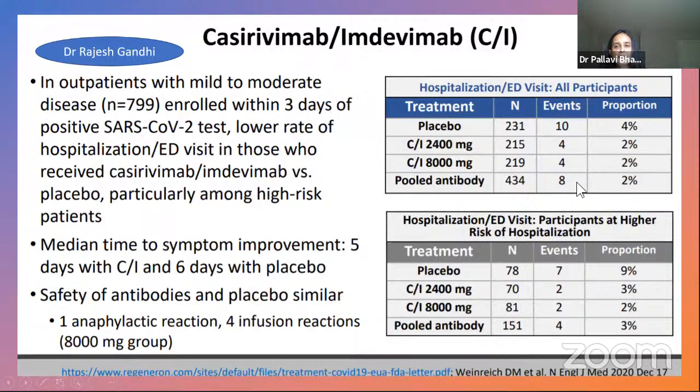So if you look at the proportion of events in the placebo versus the groups that got combination antibody, it's about half the number. But this is for all participants. But when they looked at patients who were at higher risk of hospitalization from their risk factors, the effect was more profound, 9% versus 2 to 3%. So the reduction in the risk was more magnified in patients who were at high risk.